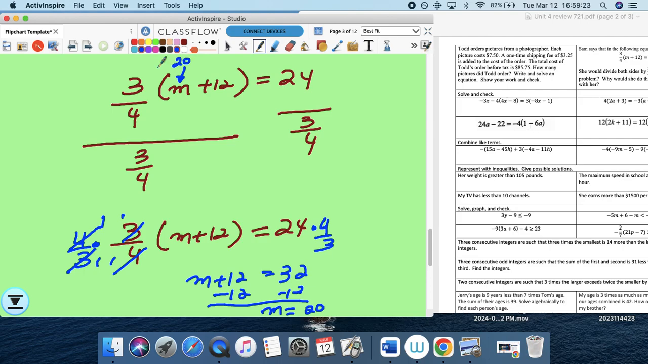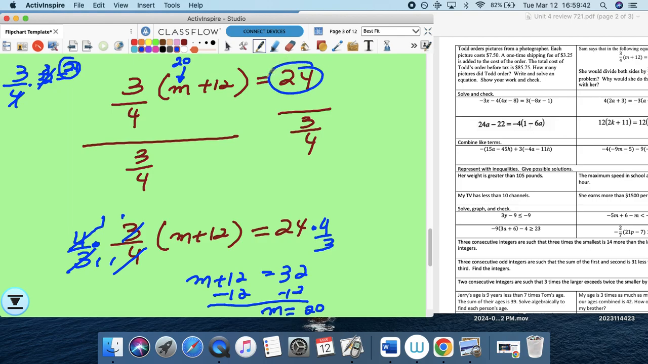Well, let's see what happens. So 20 plus 12 is 32. And what's 3/4 of 32? So we get 32 inside, right? And then if you multiply 3/4 times 32, 32 divided by 4 is 8, and 8 times 3 is 24. Look, this 24 is the same thing as the 24 on the right side.